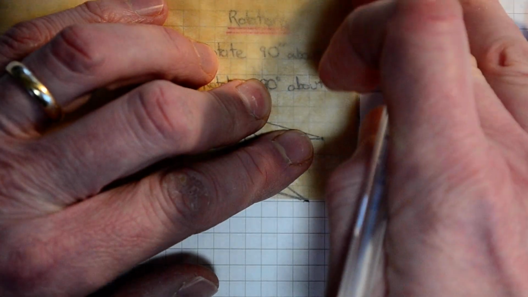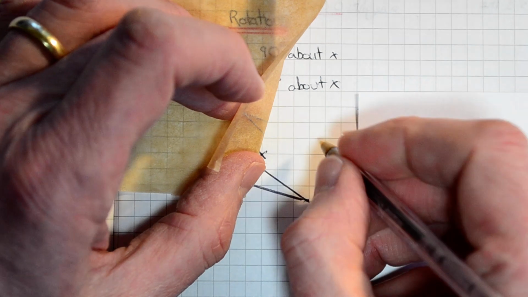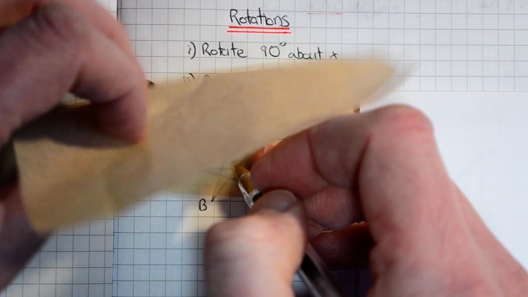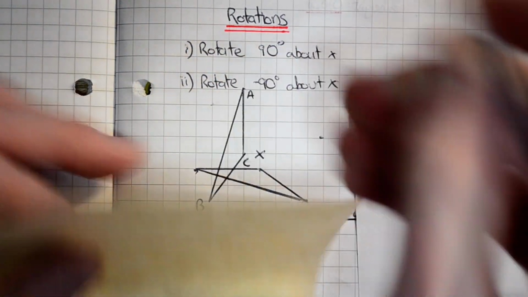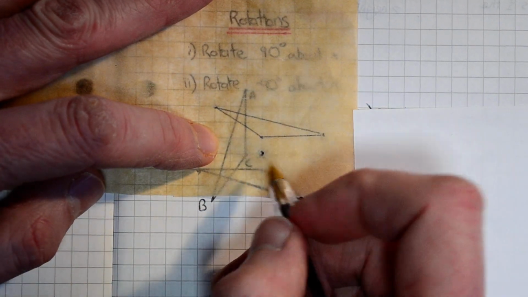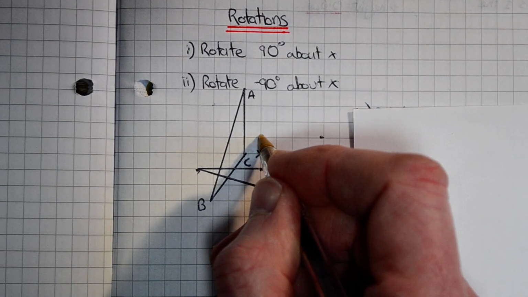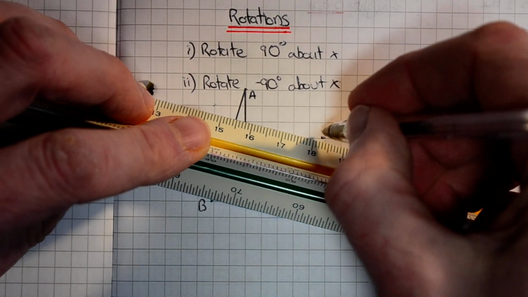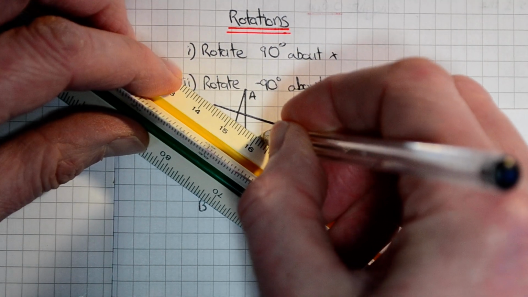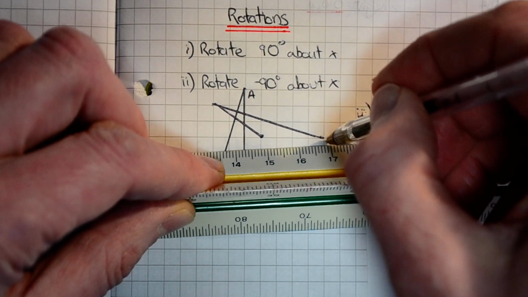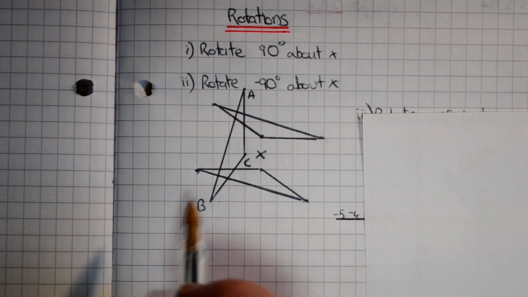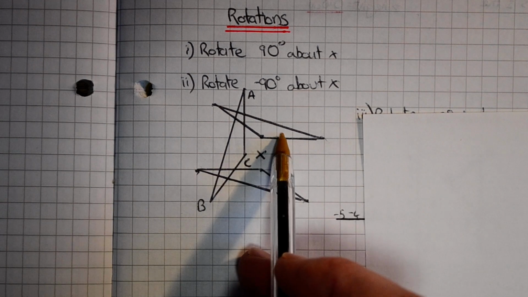So let's put this position in first on the right. This one here just below the O. And then just above the X. So there we are, rotated 90 degrees anti-clockwise, rotated 90 degrees clockwise.